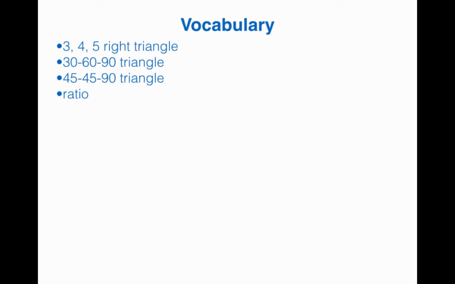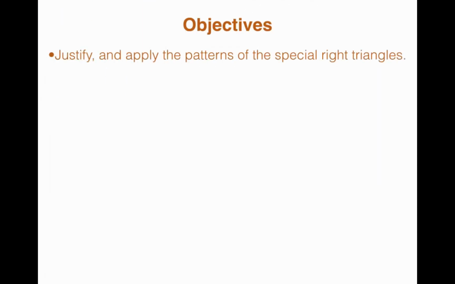Our vocabulary for this lesson is 3, 4, 5 right triangle, 30, 60, 90 triangle, and 45, 45, 90 triangle. Also, the word ratio. Our objective is simple. We want to justify and apply the patterns of the special right triangles.